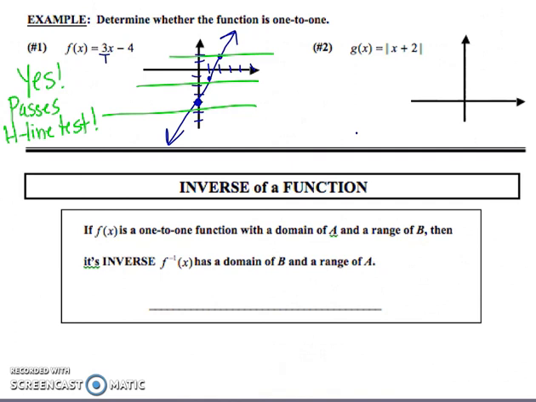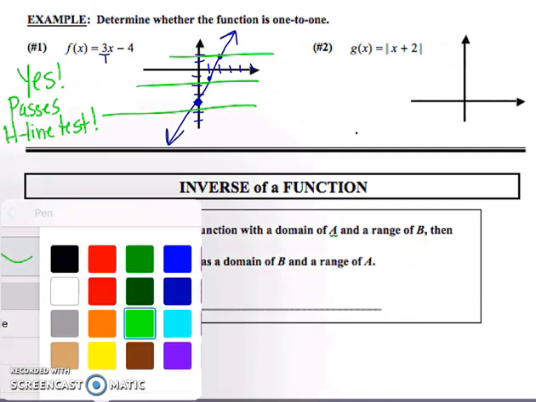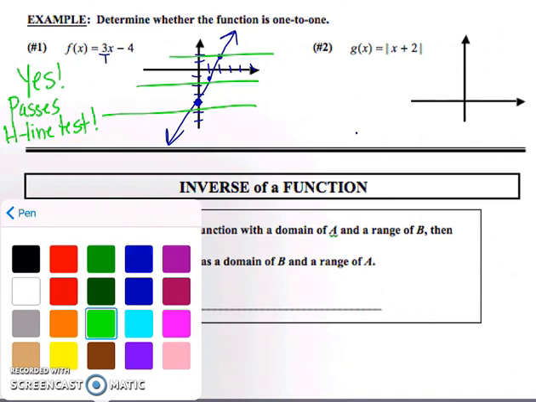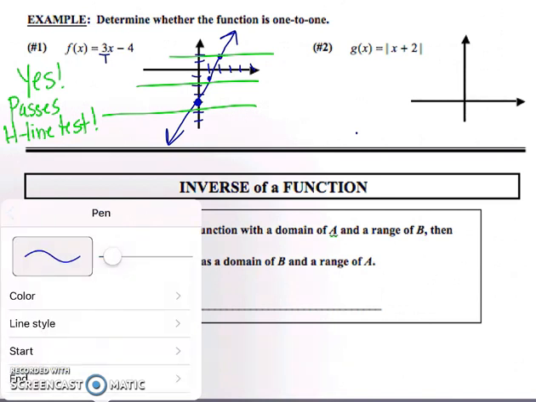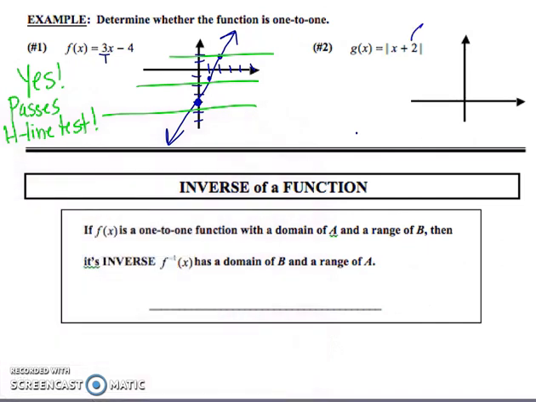Now let's take a look at example number 2. Example number 2 is an absolute value function. And if you remember from earlier in the chapter, we have the absolute value of x plus 2 inside the bars. So this +2 is an h value of -2, which shifts our parent graph, the absolute value of x, 2 units to the left.